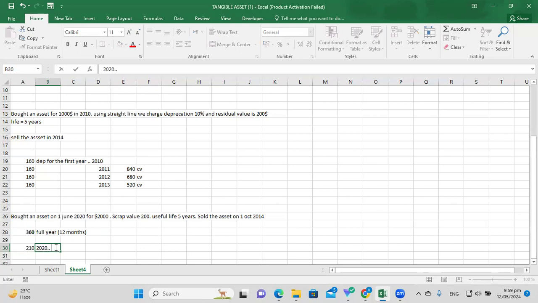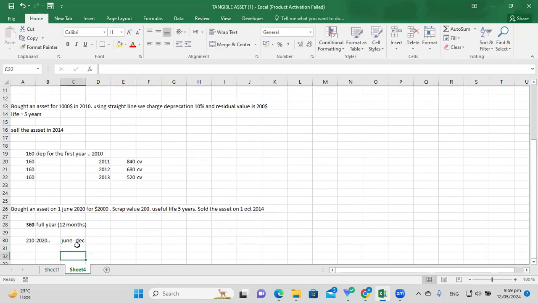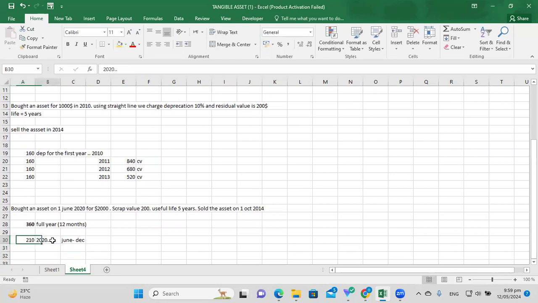So in pro rata basis, we look at the exact number of months we used the asset for, all right? So for example, we used the asset for June to December here. So that's why we took out 210 for 2020. All right, 210 is our depreciation for 2020. All right, now let's move on to 2021.